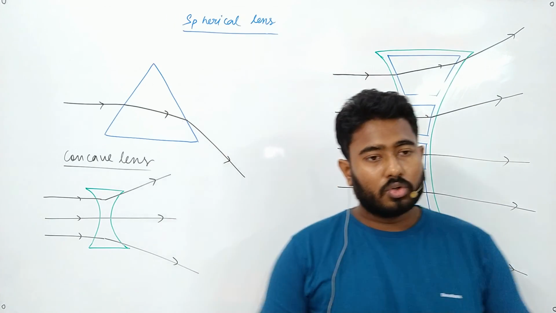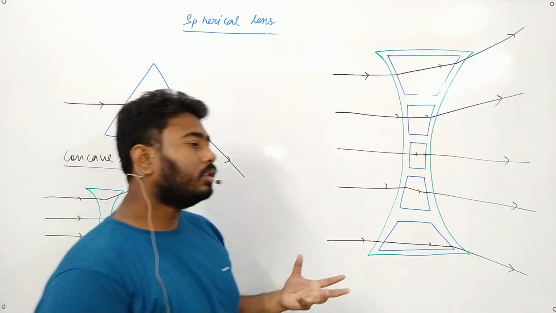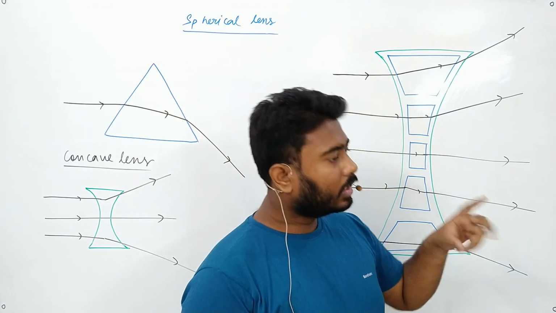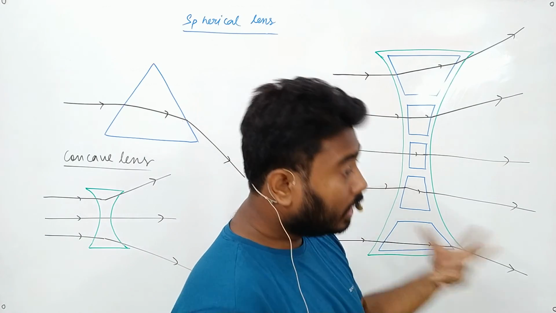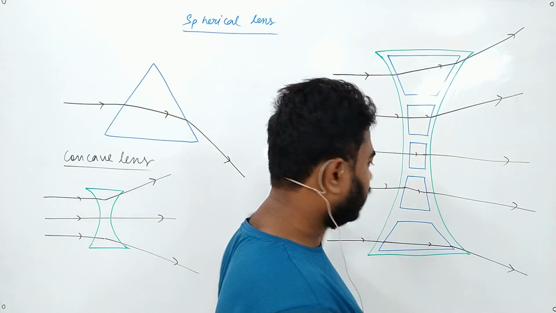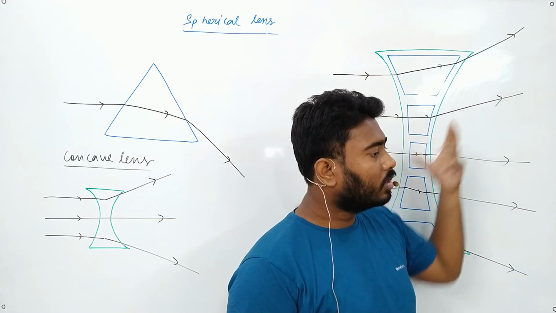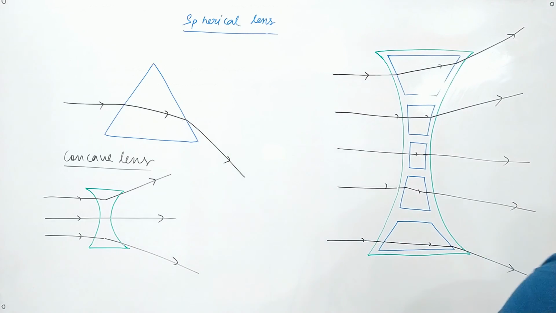Yes, sir. So it is clear from our today's topic that lenses are nothing, they are just parts of a sphere, and they can be of two types majorly. One is convex, one is concave. There are other types also, we'll study them the next day. One is concave, one is convex. Concave lens diverges the rays, convex lens converges them. Okay, so that's our topic for today.